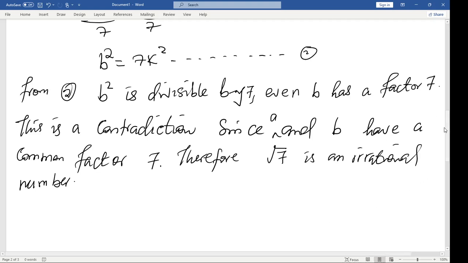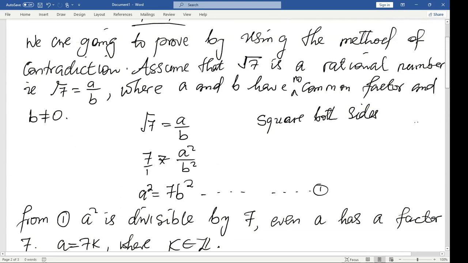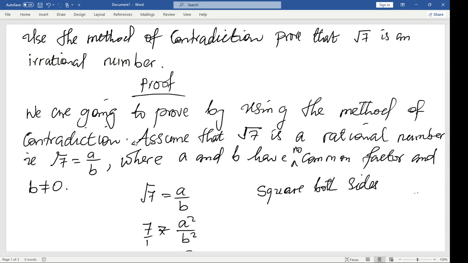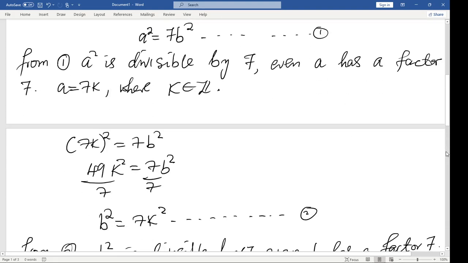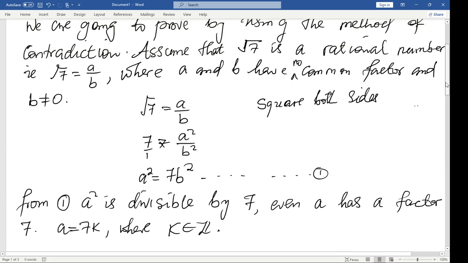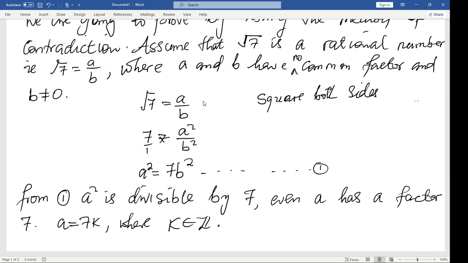So we can just go through it one more time. So we prove by method of contradiction. In the method of contradiction, we assume that the root of 7 is a rational number. So if it is a rational number, then we equate it to the form of a rational number, which is a over b, where a and b have no common factors. So step number 2, we equate the root of 7 to a over b. Then when we square both sides, the square root disappears. Then we have this expression here.